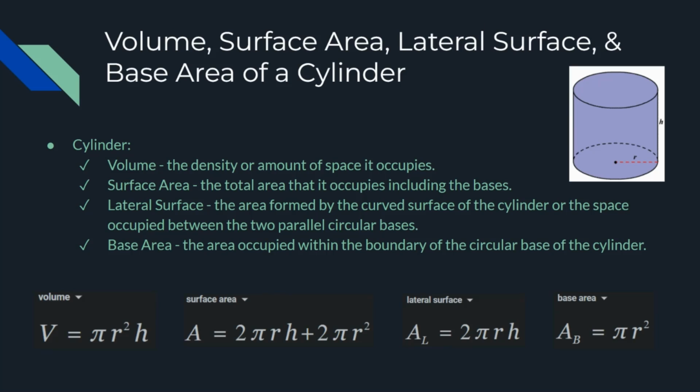The lateral surface area is the area formed by the curved surface of the cylinder or the space occupied between the two parallel circular bases. The lateral surface is 2 multiplied by pi multiplied by the radius multiplied by the height. The base area is the area occupied within the boundary of the circular base of the cylinder. The base area is pi multiplied by the radius squared.